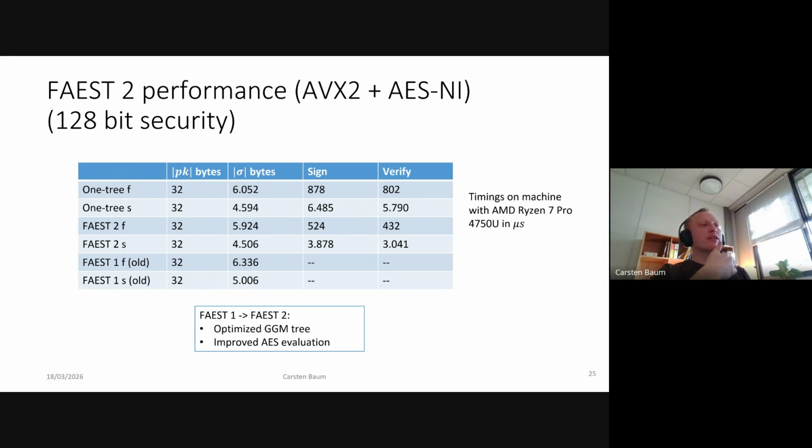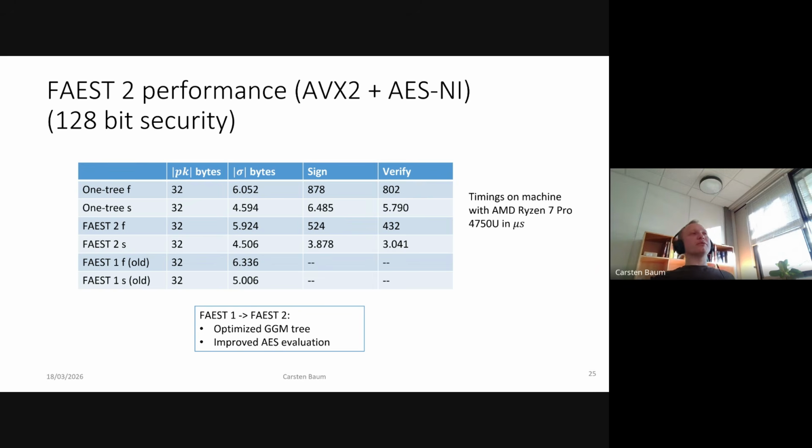Then we threw in a lot of optimizations for optimized GGM trees, optimized AES evaluations, and so on and so forth. And we could actually squeeze the signature size down to approximately 4,500 bytes, and sign and verify times that are down to 500 microseconds, so half a millisecond.